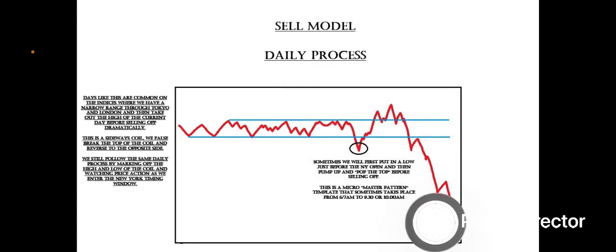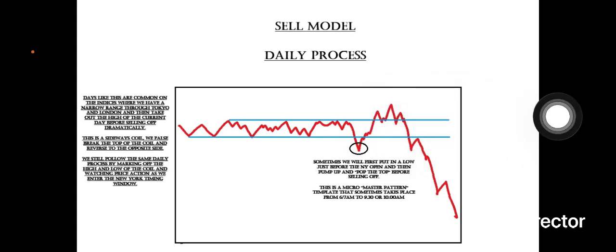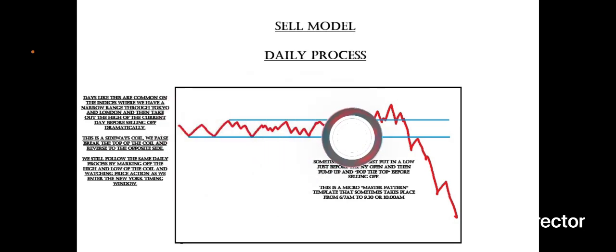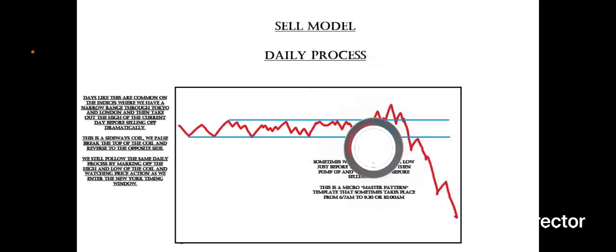side. But we're always trying to wait and see a level taken out, whether that's the previous day's high or the current day's high or the previous session's high or whatever it is. Okay. We still follow the same daily process by marking off the high and low of that coil, right? And then watching price action as we enter the New York timing window, right?